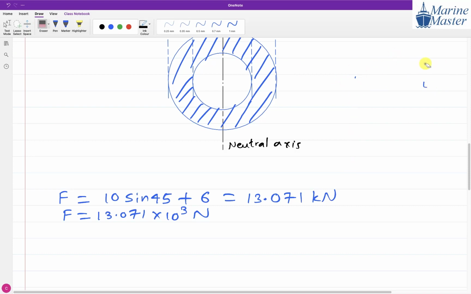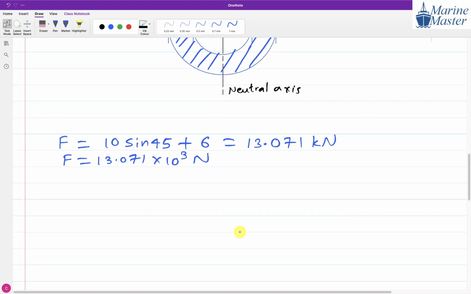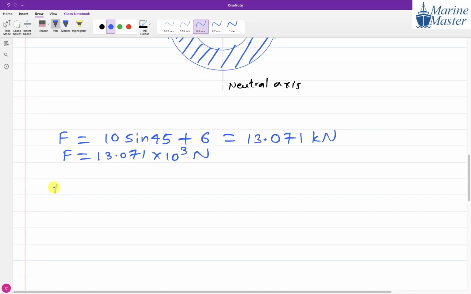So now everyone, try to see the scenario here. Now we got F. Now what is the next important thing? How to calculate M. Everyone, that is the most important scenario here. How to calculate F, M. How to calculate M.